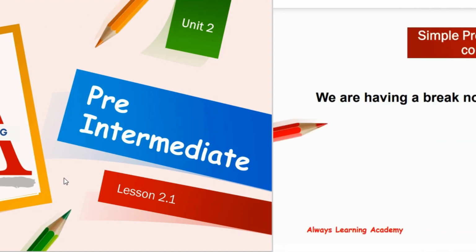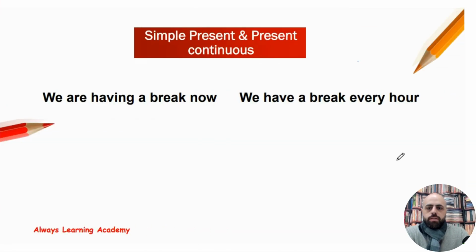So let's start. The first skill we need to practice is to know the tense of the sentence from the shape or from the form. Here we have two sentences and we need to know which sentence is written in simple present and which sentence is written in present continuous. Pause the video and give it a try.